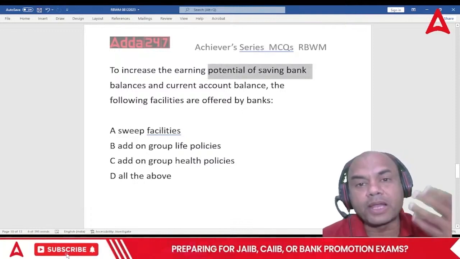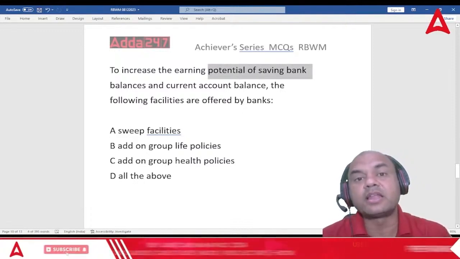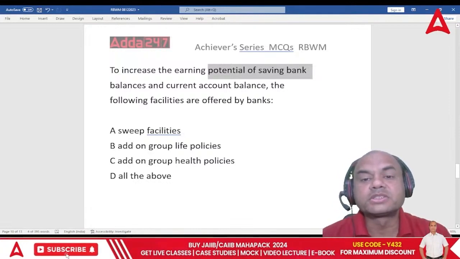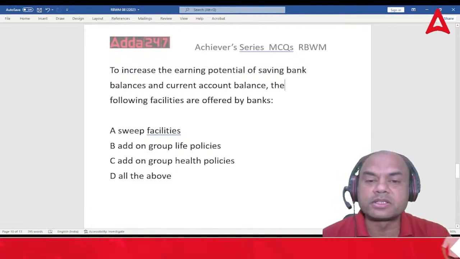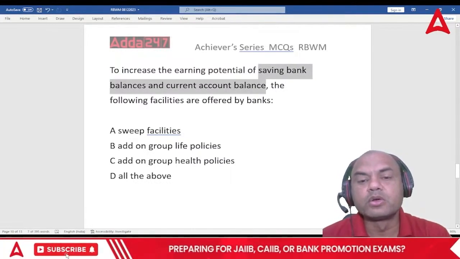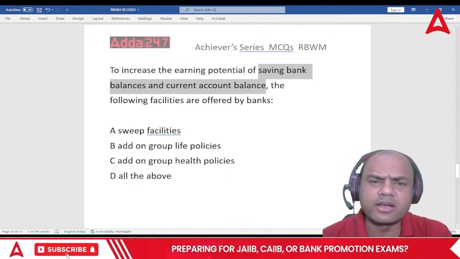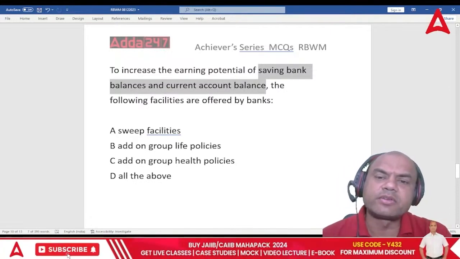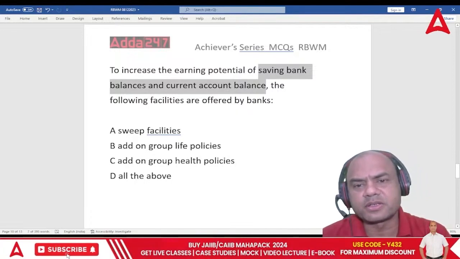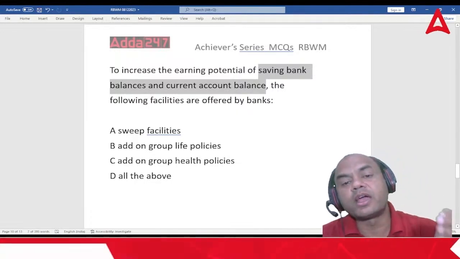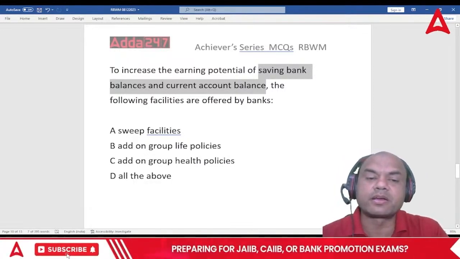If I have more balances in my savings bank, then I'll earn more. Why? Because savings bank is a low cost deposit, saving and current, both low cost deposit. Why? Because we don't give any interest on current. On saving, we give hardly 3.5 to 4%, right? So that's why we have to earn a lot on the savings bank account.